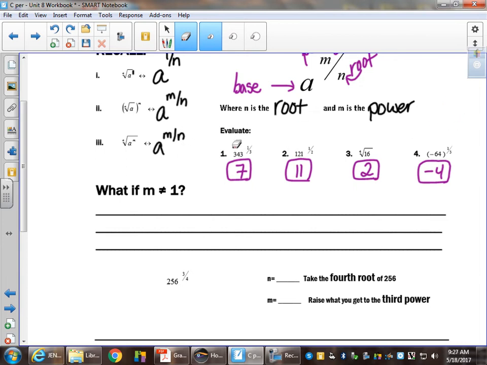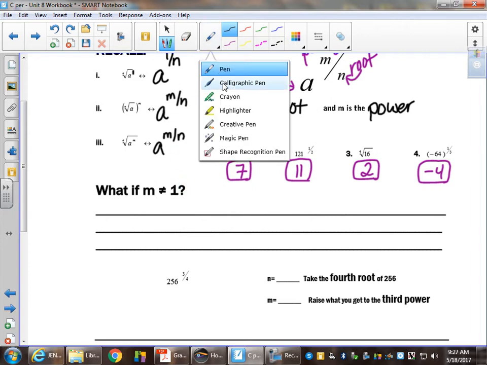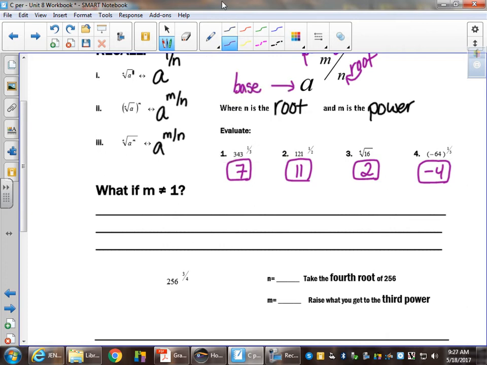What did all of these have in common? One where? As the power in the numerator. What does this question ask us? And that's what our new learning is going to be about today. What if m is not equal to 1? So let's take some notes.